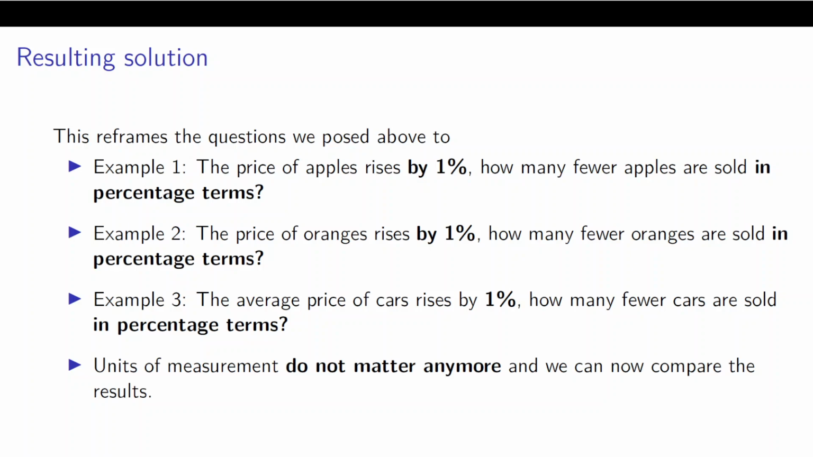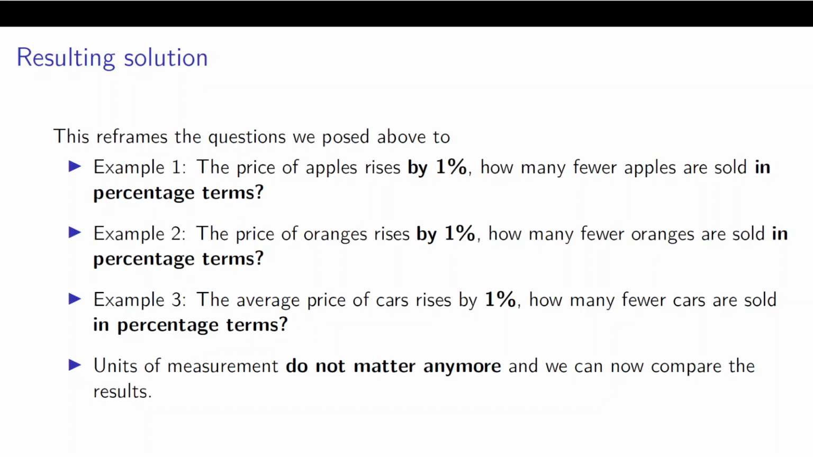Now we can illustrate this with the three examples that we had before. In example 1, the price of apples does not change by €1, but by 1%, and we ask how many fewer apples are sold in percentage terms. The same holds true in example 2 for the price of oranges, and in example 3 for the price of cars.